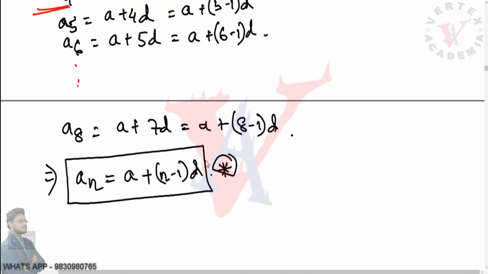I am telling you again, the fifth term, for example, is A plus 4D, which means A plus 5 minus 1 D. Sixth term, A plus 6 minus 1 D. So what is the nth term? An equals A plus n minus 1 times D. So I hope this is clear.